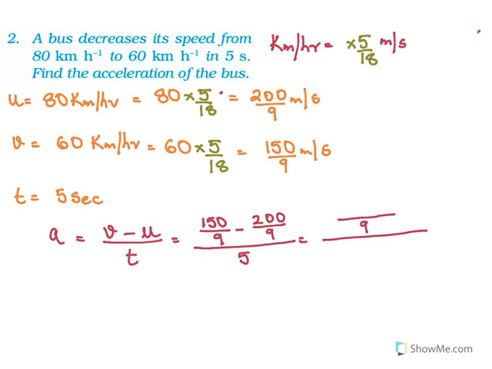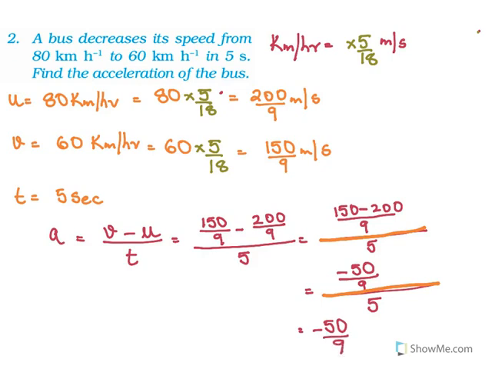So let's do the numerator first. In the numerator we'll take LCM 9. So it will be 150 minus 200 over 9, which is equal to 150 minus 200 is minus 50 over 9. Whole thing divided by 5. Now let's write it in a simpler way. This is minus 50 by 9, and the division is divide by 5.